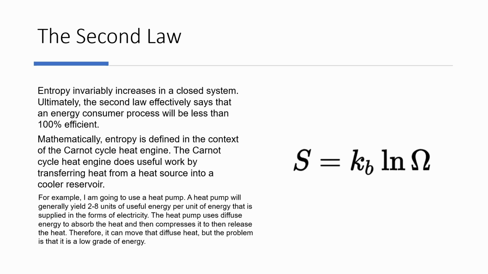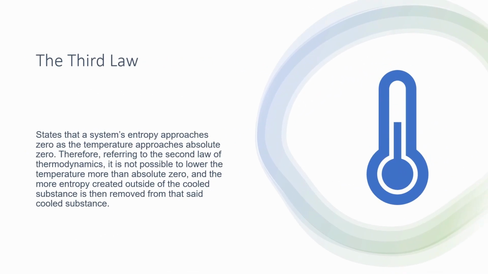And then the third law. The third law states that a system's entropy approaches 0 as the temperature approaches absolute 0. Therefore, referring back to the second law of thermodynamics, it is not possible to lower the temperature below absolute 0. And the more entropy created outside of the cooled substance is then removed from that cooled substance. I would like to give an example, but it is very rare to have this type of example in everyday life. But it is expressed theoretically, as I just told you.